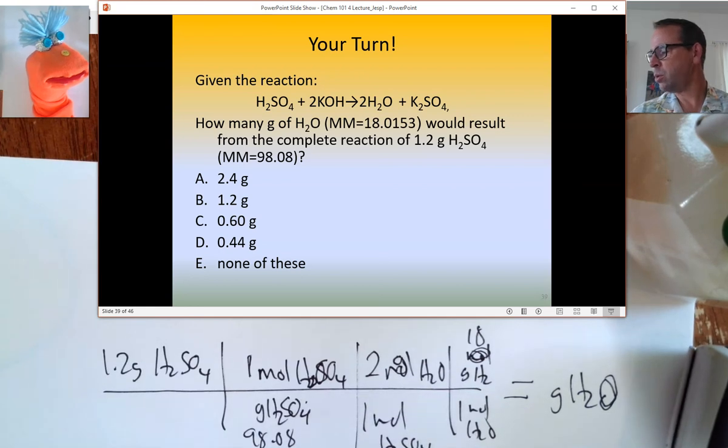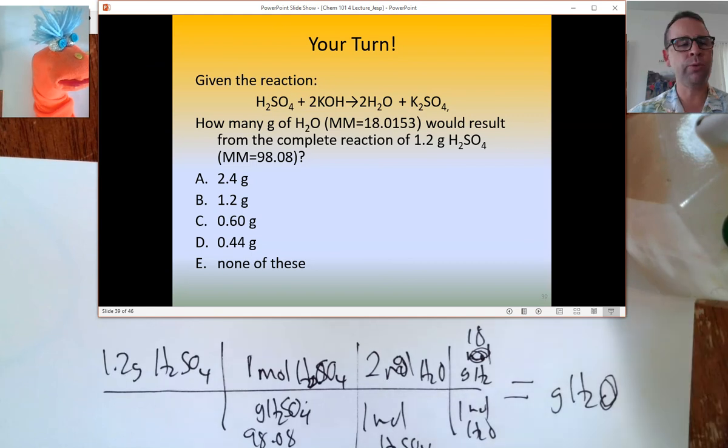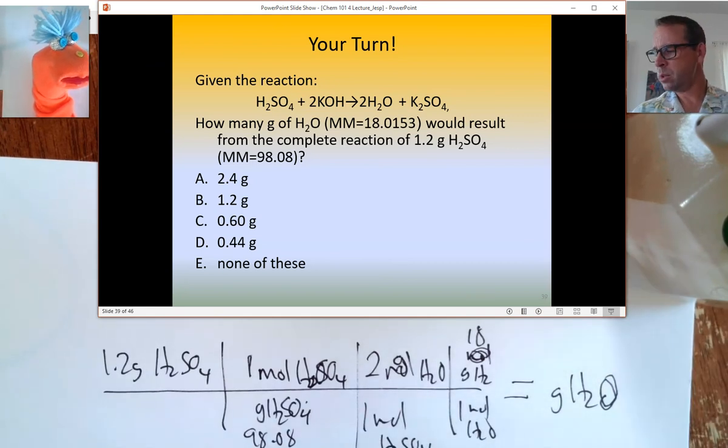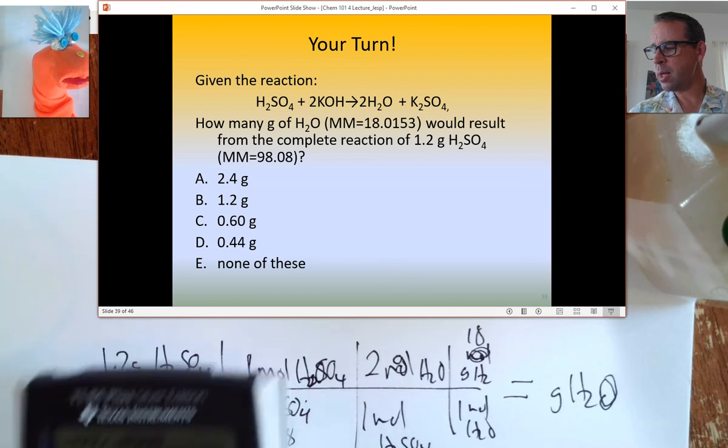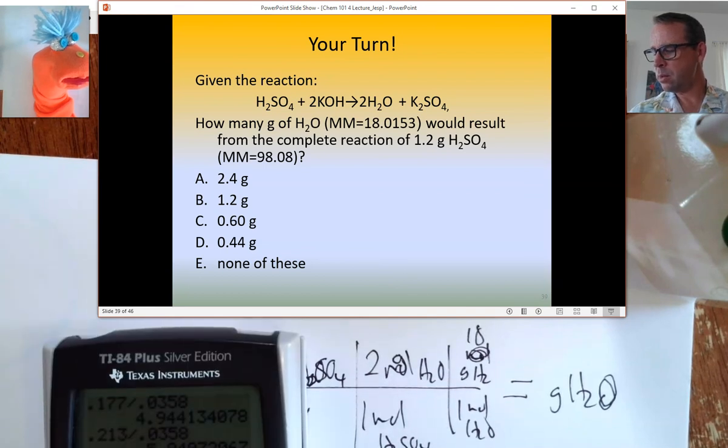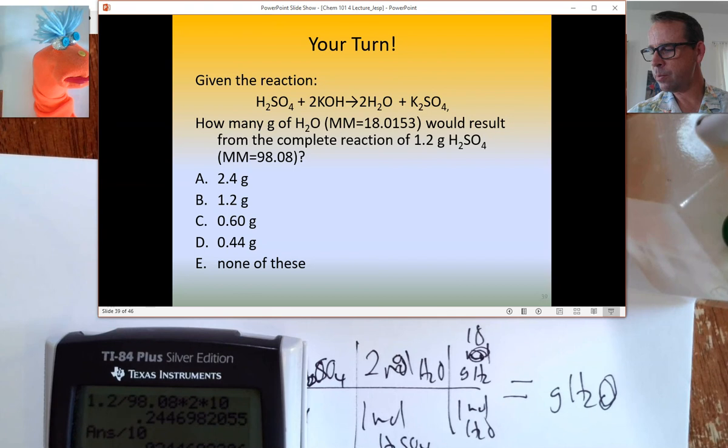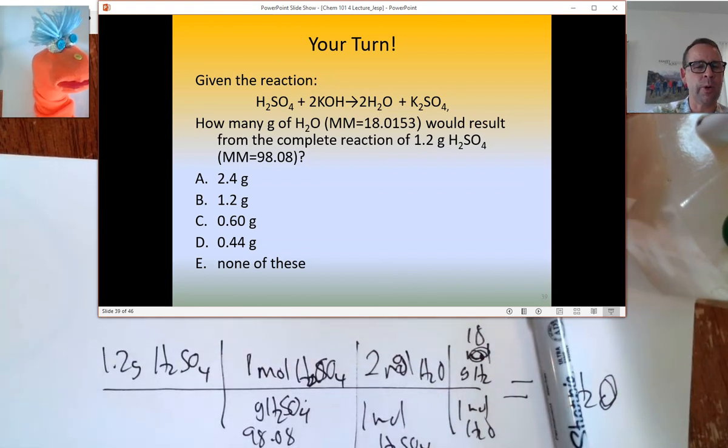We got 1.2 divided by our 98.08 times our 2 times 10, 0.244. Let's see, did I do that right? Oh, no, not times 10. Divided by 10 times 18 at the end there. Okay, 0.44 grams. Okay, very good.